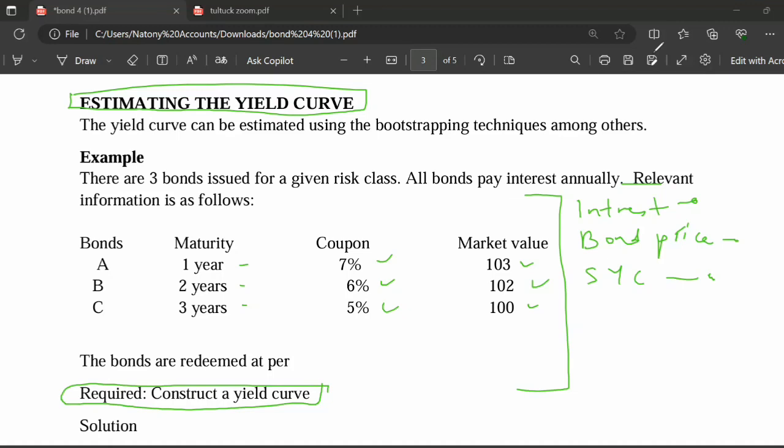Now, I want you to look at this. The market value here has been given. In most of the examples that we've been solving, you need to calculate the bond value. But in this question, the bond value has been given, and what you want to do is to calculate the yield curve. And how do you calculate the yield curve? We are going to use bonds A, B, and C to construct this yield curve. So let's see how this will work out.